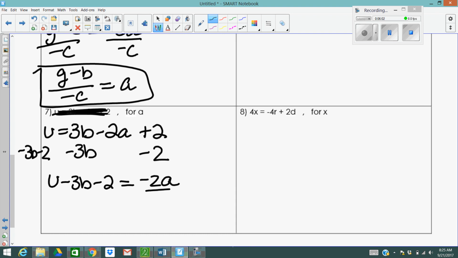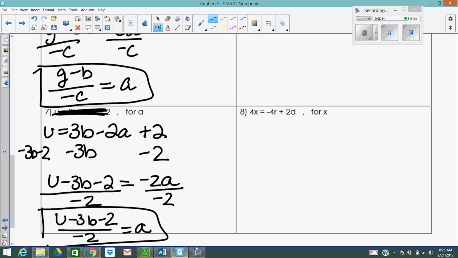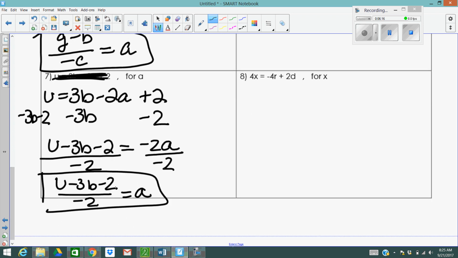So I'm going to divide both sides now by negative 2 because it's negative 2 times a. So I get u minus 3b minus 2 all over negative 2 equals a. Now, some of you might see that negative 2 over negative 2 and want to divide that. Now, if you divide that negative 2 by negative 2, you have to divide everything by negative 2.